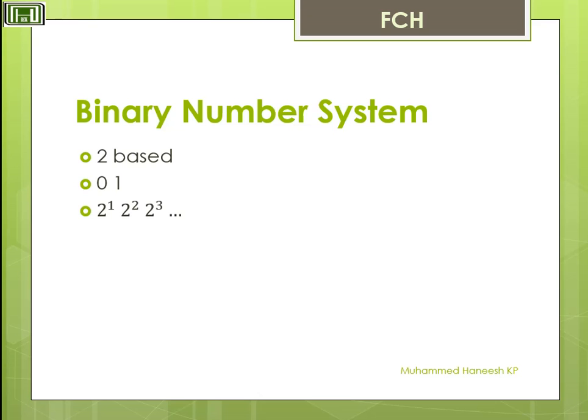Each position in the binary number system represents a power of the base 2. Thus, to the left of the binary point, the rightmost position is the unit position, 2 raised to 0. The second position from the right is 2 raised to 1, then 2 raised to 2, 2 raised to 3, like that. From the point, to the right, you count 2 raised to minus 1, 2 raised to minus 2, and 2 raised to minus 3 like that.